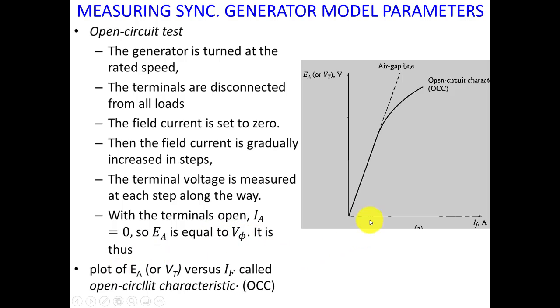Thus we can have the plot between IF versus VT, or we can say between EA, because of this open circuit. We can see here that this is approximately a linear curve up to a certain range of the field current, and then it just goes off from the linear track. But we can assume it as this dotted line, which is our air gap line. These characteristics are known as the open circuit characteristics of a generator.